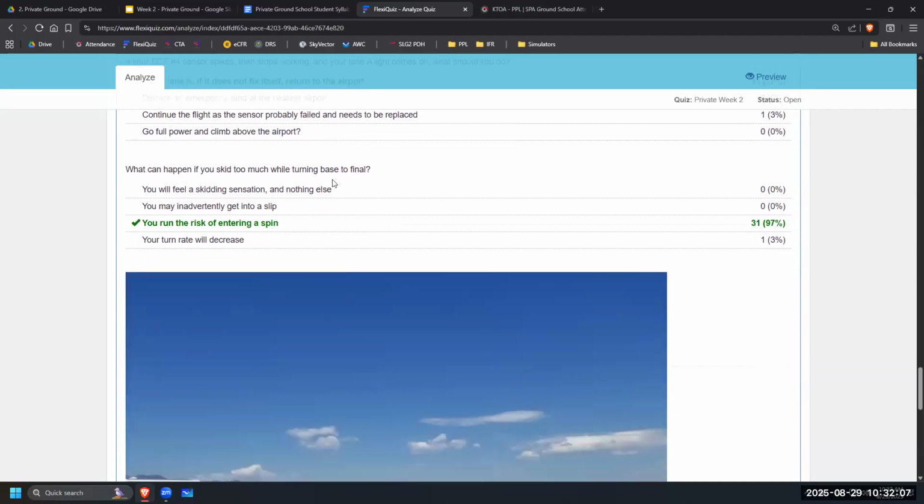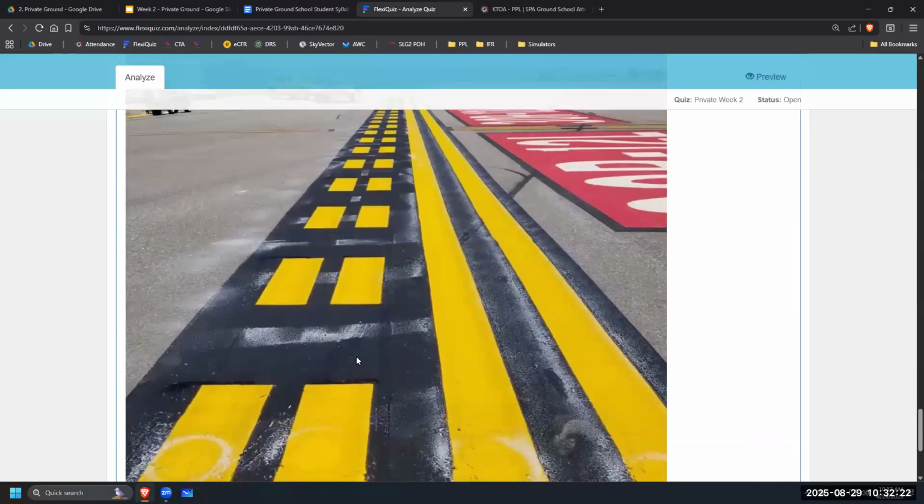What can happen if you skid too much turning base to final? You run the risk of entering a spin. Also, possibly dead. Like you said. Okay, I think we understand that.